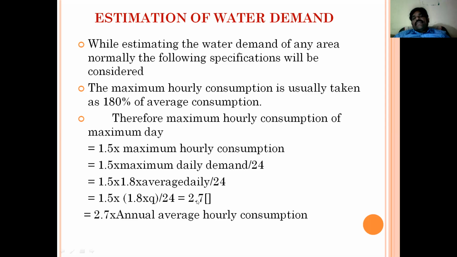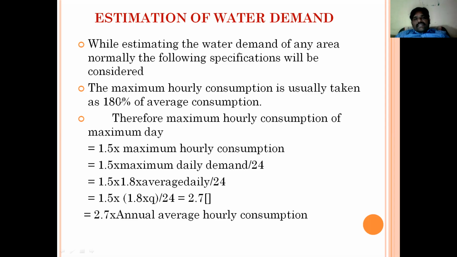See here one more time. 1.5 into maximum hourly consumption, this is the empirical factor. How can we get the maximum hourly consumption? Simply by 24 only. What is the maximum hourly consumption here? 180%. So 1.5 into 1.8 by 24 equals 2.7. That means 2.7 into annual average hourly consumption will give the water demand of that particular area for that particular point of time.